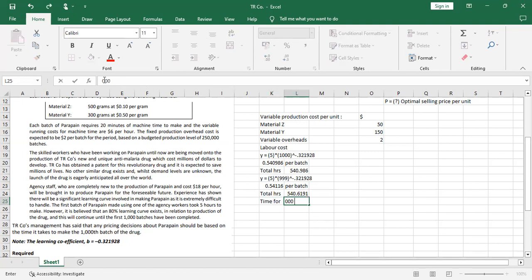And now we will calculate the time for the 1000th batch. How to calculate? This value minus this value. So this is the time for the 1000th batch. 0.366887. Any question related to this working?